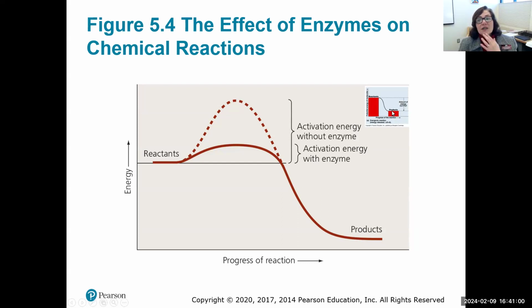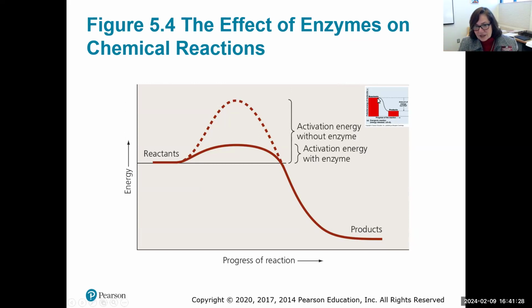Think complex carbohydrates to simple sugars. As that gets broken down, there's going to be energy released. Awesome. This does not happen spontaneously. Like in your pantry, if you've got some spaghetti, it doesn't suddenly become a pile of sugar, right?